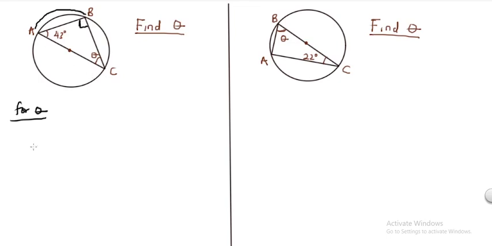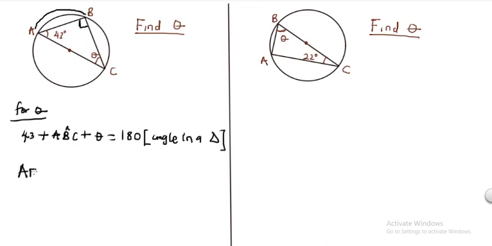Okay? So how do we do that? We simply say 43 plus angle ABC plus angle theta is equal to 180 degrees. Reason for this is angles in a triangle. Okay, now we don't know ABC from the onset, but we know that ABC is equal to 90 degrees. Reason for this is angle in a semicircle.